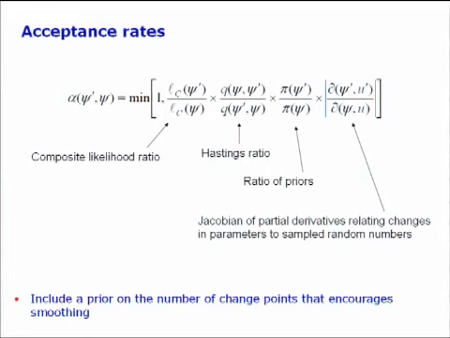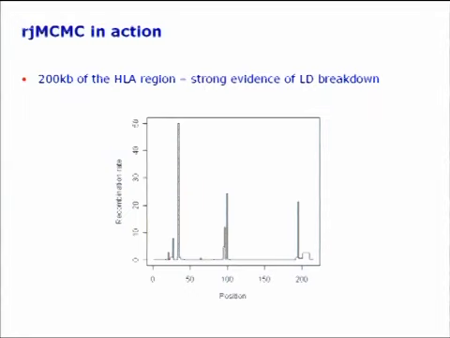You've got to make sure that you essentially keep the spaces of the two places the same. And we include a prior on the number of change points that encourages smoothing. So it says we don't want to have too many change points. And so this is what it looks like.